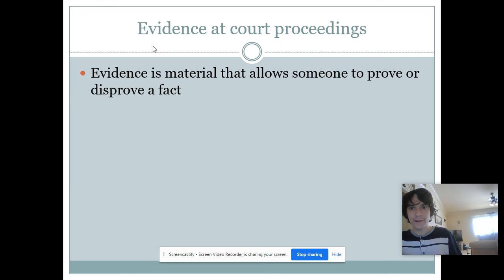My next slide is about evidence at court proceedings. Evidence is material that allows someone to prove or disprove a fact. And it's important to have this because let's say you're a prosecutor and you can't just say that the defendant you're against is guilty, that he's a murderer. You need to prove with incriminating evidence that this man is guilty.